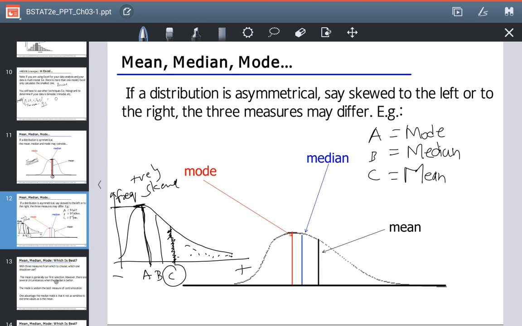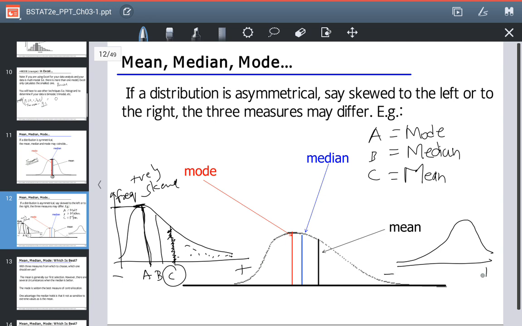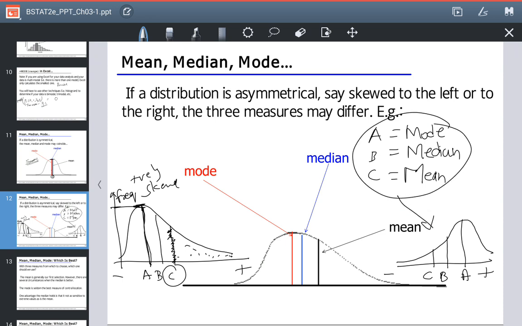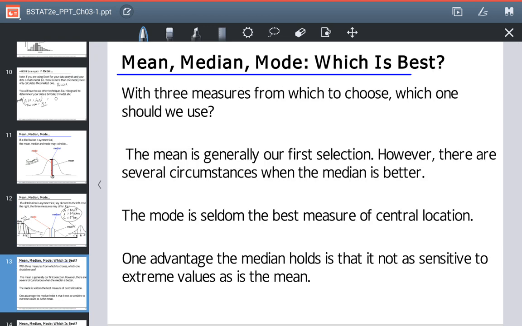Okay. Let's move on. And what I will suggest you to do is look at something like this. So this is a negatively skewed distribution. Again, convince yourself which one is the mean, which one is the median, which one is the mode. Let's say C, B, A. Okay, so convince yourself that this same thing applies here too. So that's for your practice. Okay, we'll talk about other things later.